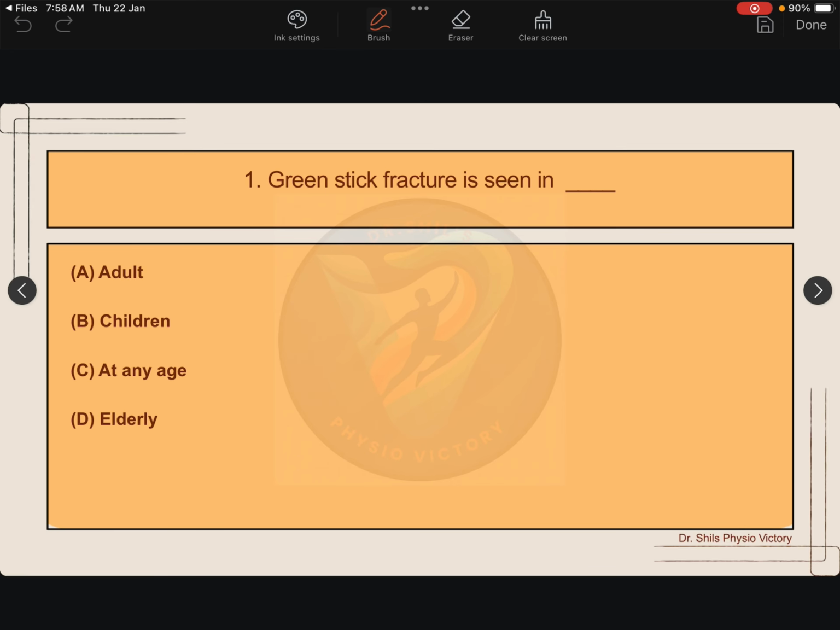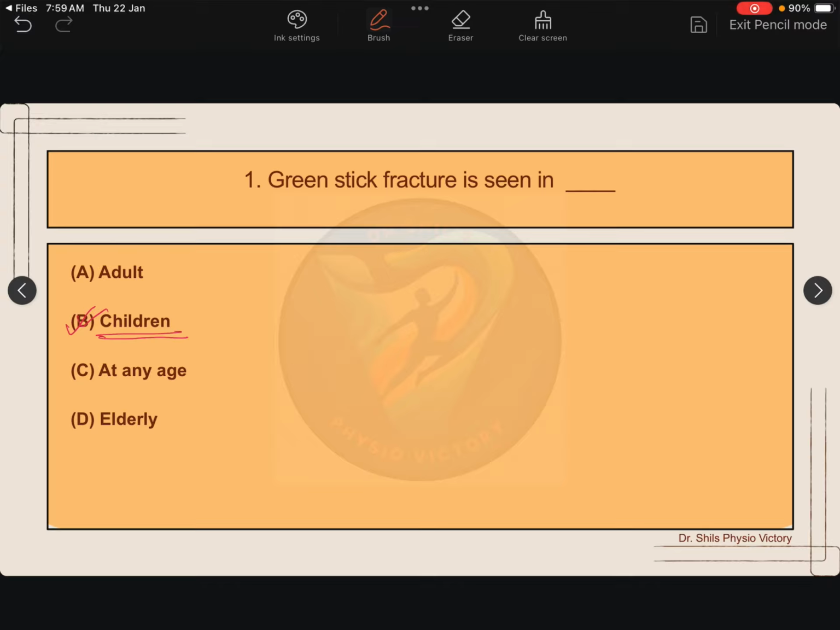Today's first question is: green stick fracture is seen in option A, adult, option B, children, option C, at any age, option D, elderly. Here the correct answer is option B, children.